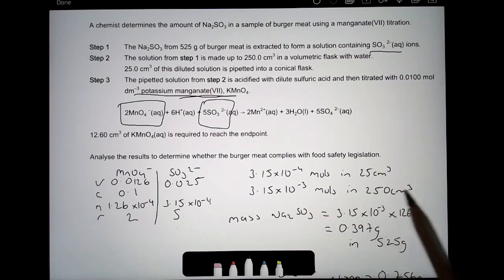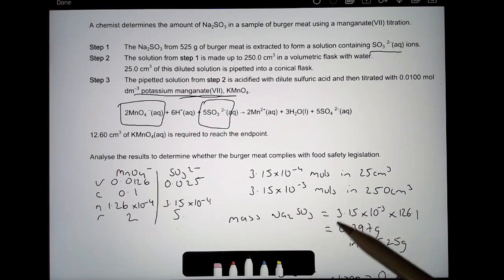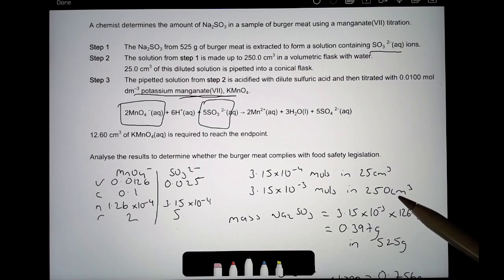I times by 10 to work out how much I've got in 250 centimeters cubed, because that's what the solution is made up to. If I know how many moles I've got in 250 centimeters cubed, I times by the formula mass of sodium sulfite, and I can work out the mass of sodium sulfite I must have in 250 centimeters cubed.